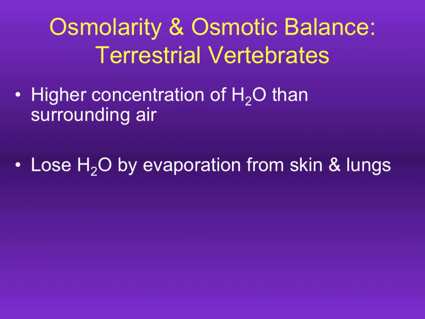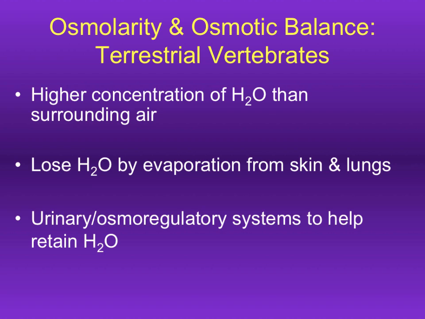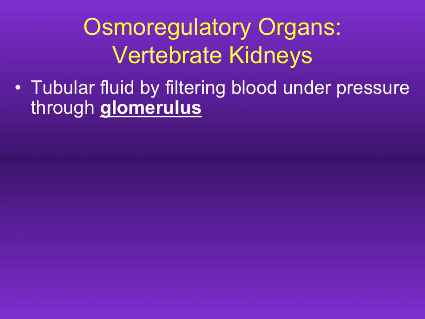We lose water every time we breathe out. Our lungs lose water. Our skin loses water by evaporation as we sweat, or even if we're not actively sweating, there's still some water lost from the skin as well. And so our urinary and osmoregulatory systems are going to help to maintain water as much as possible. They're a really dynamic and flexible system to help us make sure we have the right amount of water in our system at all times.